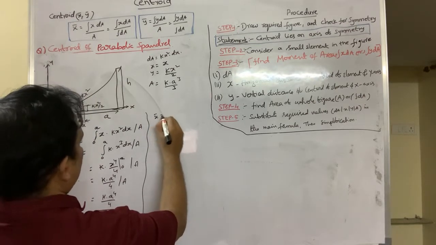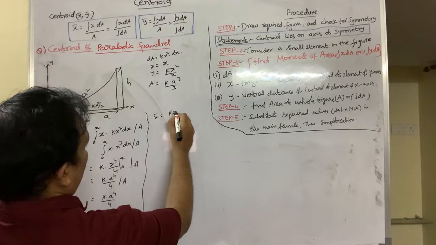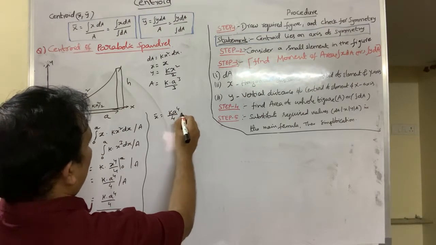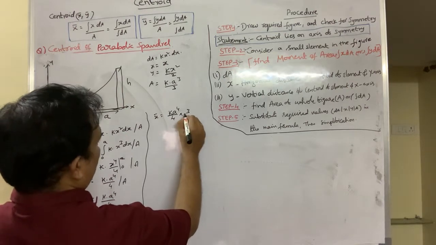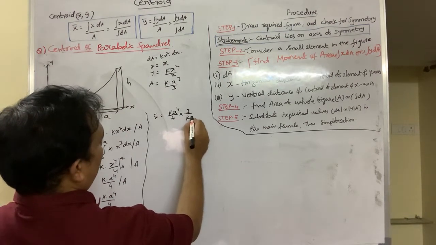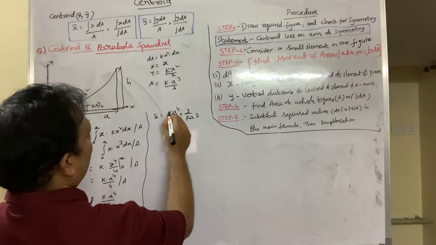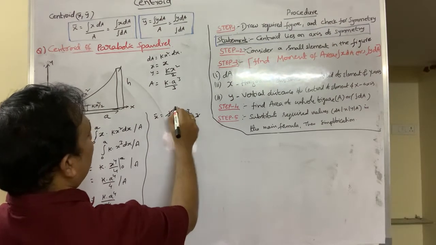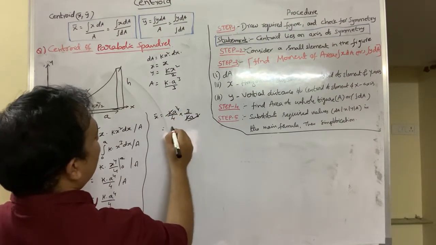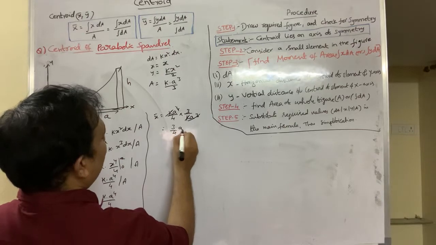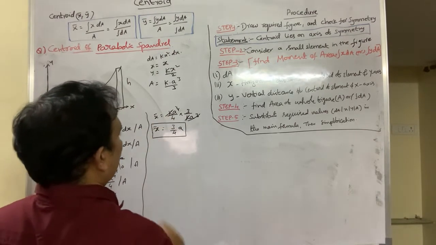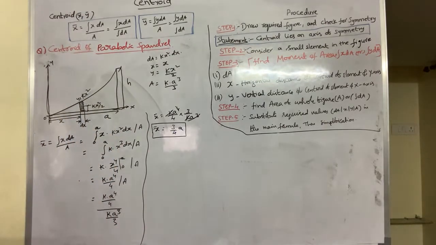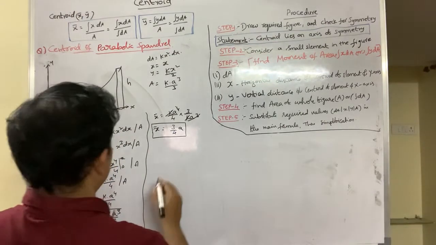So x bar is equal to k a power 4 by 4 into, reversed, 3 by k a cube. K gets cancelled, a cube cancels, and the remaining is 3 by 4 into a. X bar is 3 by 4 into a.